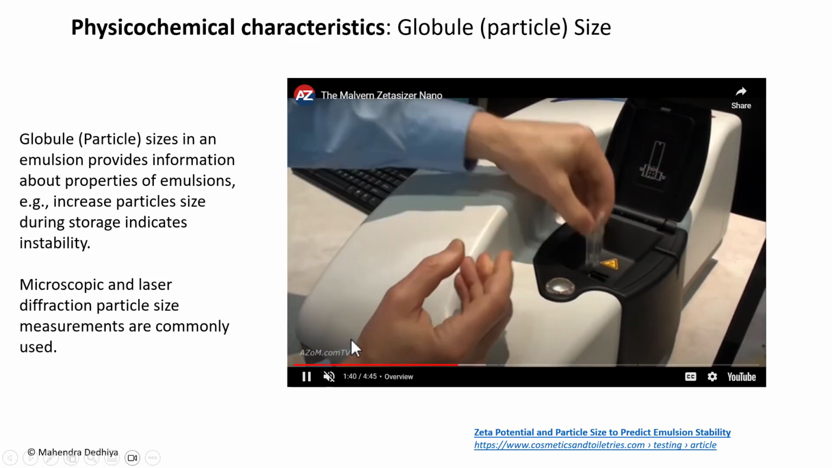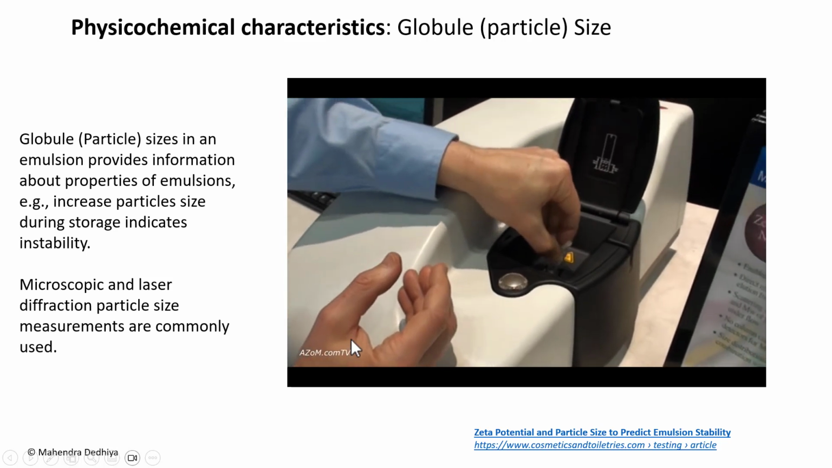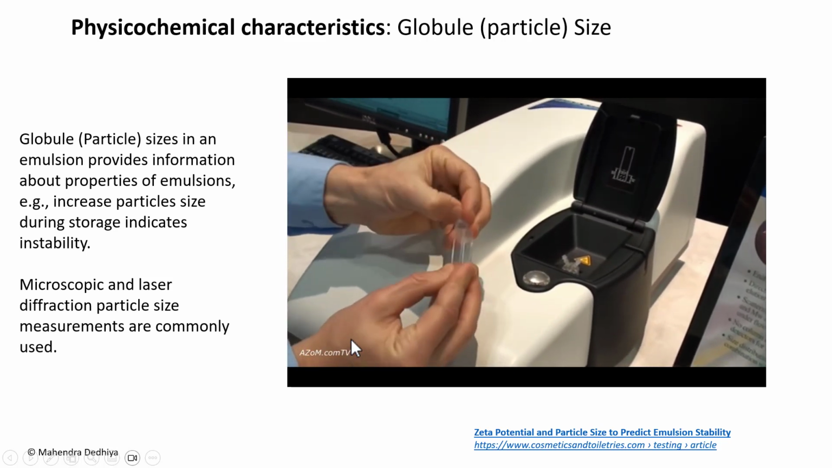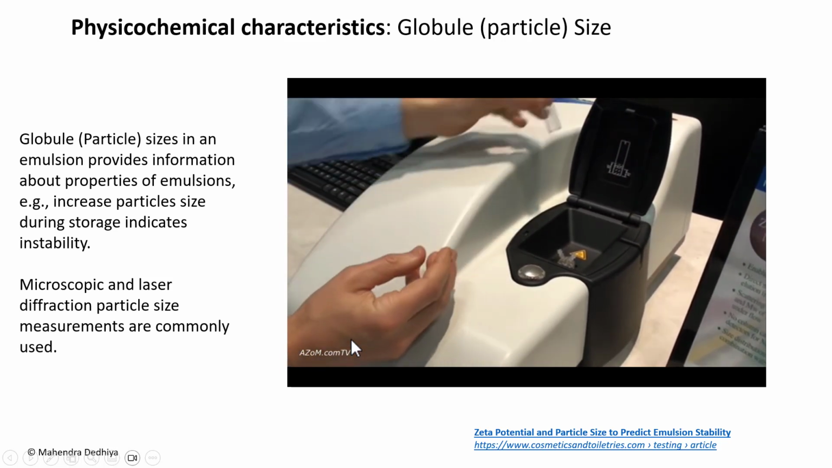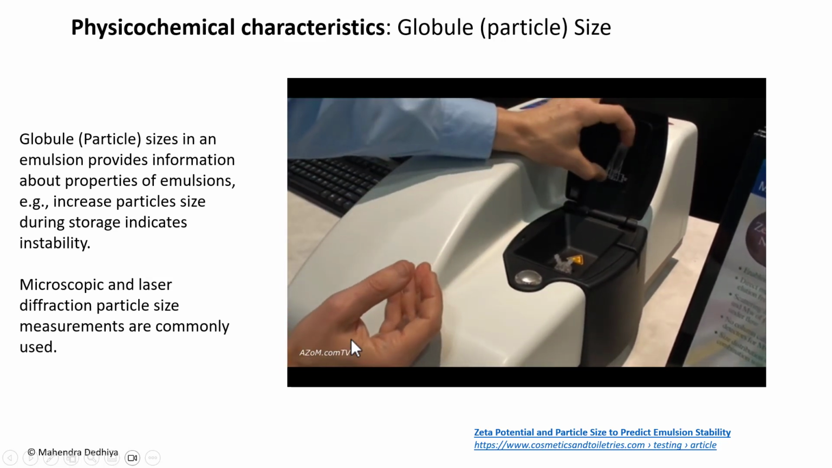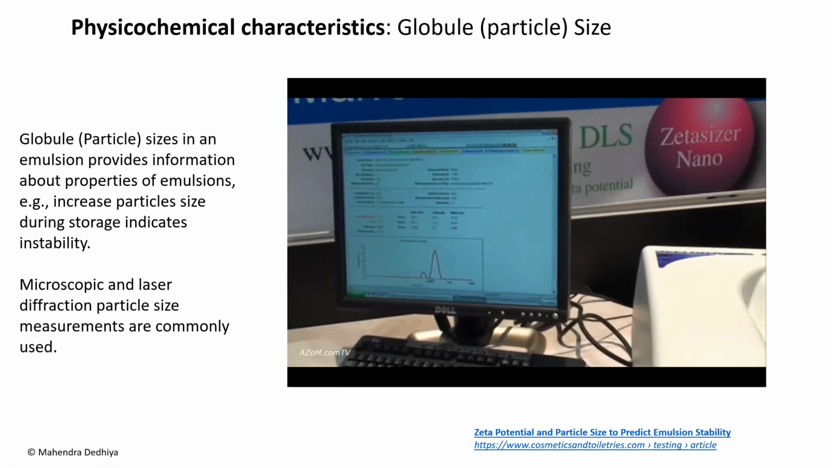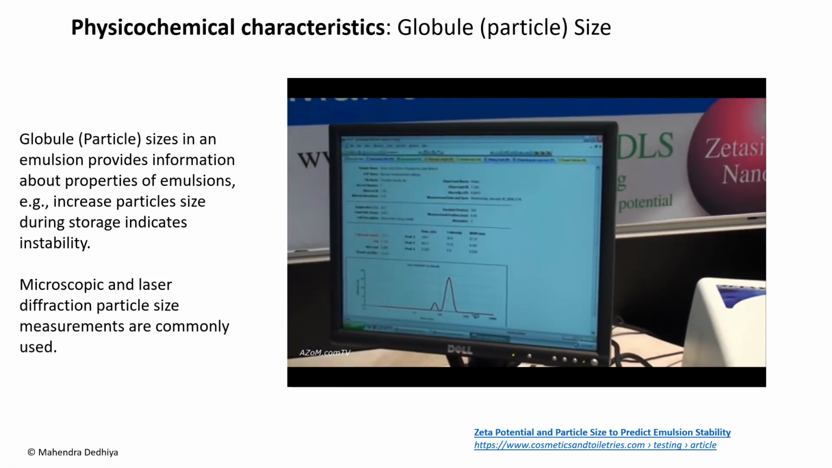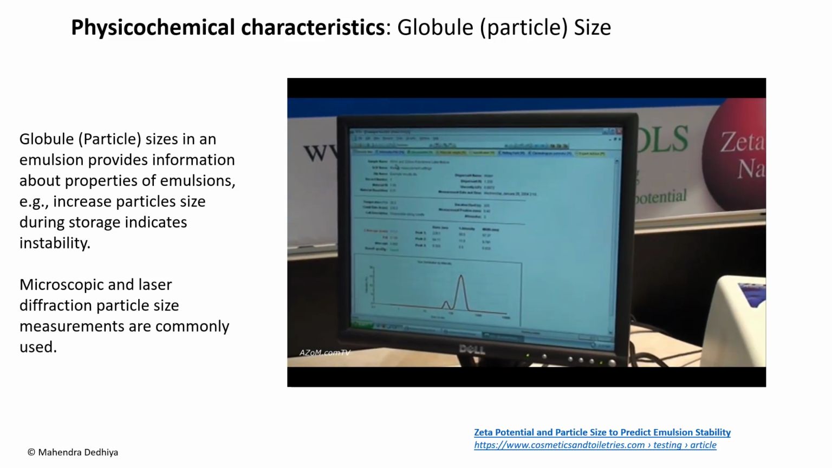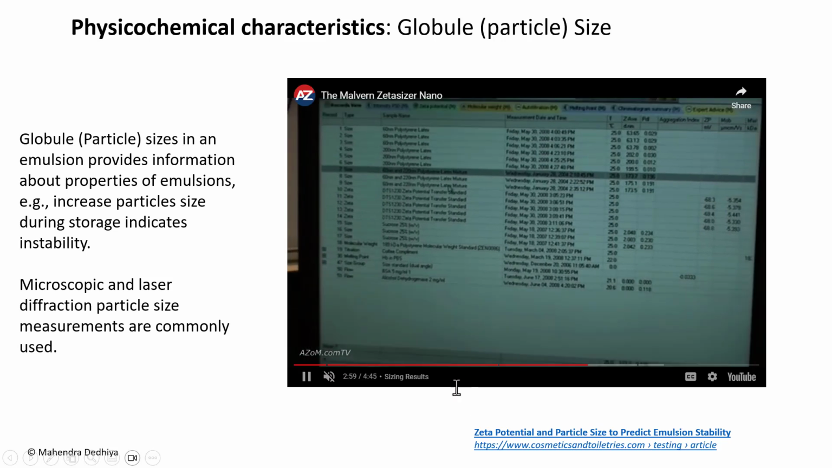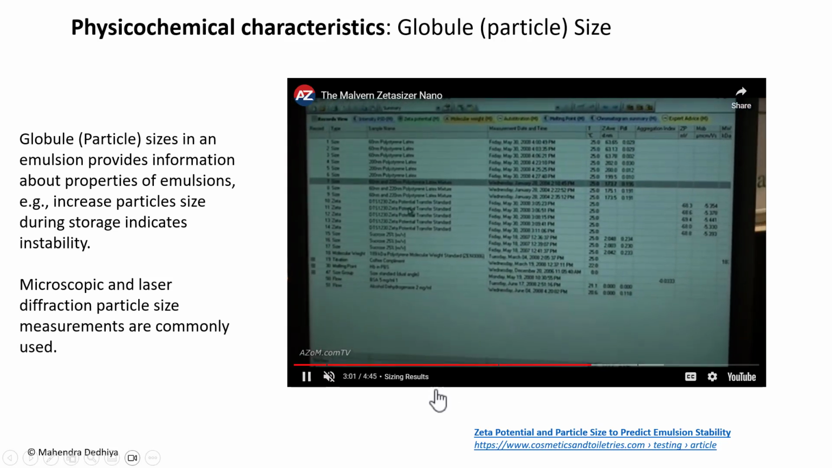A cuvette, which is specialized, is inserted into Zetasizer. A reference controlled cuvette is attached. The door is closed and the program takes over and it shows the particle size of the material. In this case, it's 60 and 200 nanometer. Program then can be changed to measure zeta potential.